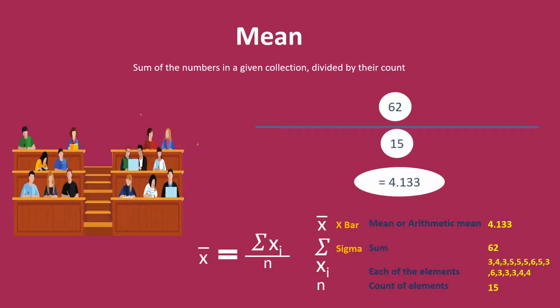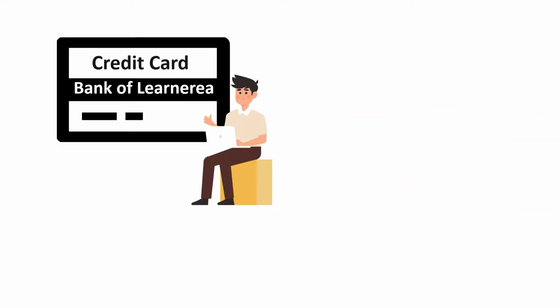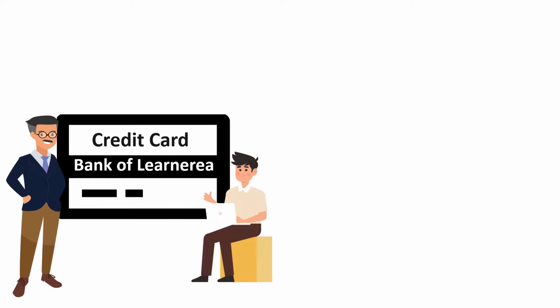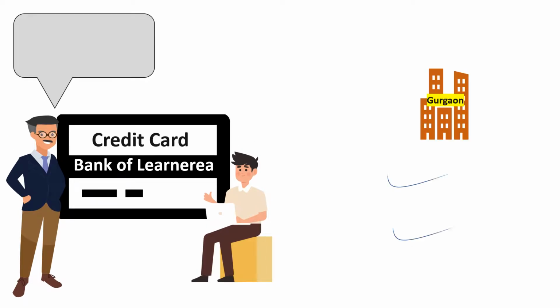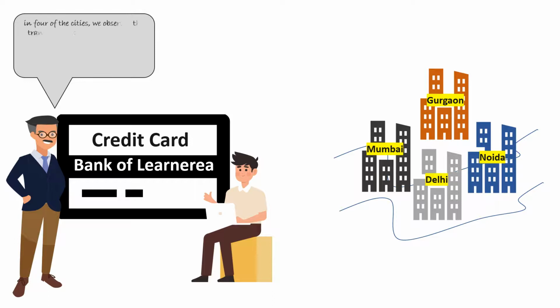Okay, lots of discussion. Let's try to understand how we can use this in our practical life, or in your job if you are working in data analysis. Suppose you are working in a credit card company called Bank of Learnerea and your boss comes in and says that in 4 of these cities we observed the transactions done on Diwali last year, and we feel we need to boost the spends. What do you think? Where should we offer the reward to boost the purchases?